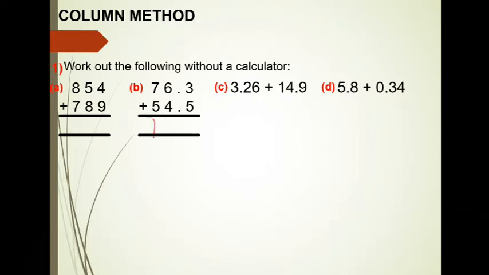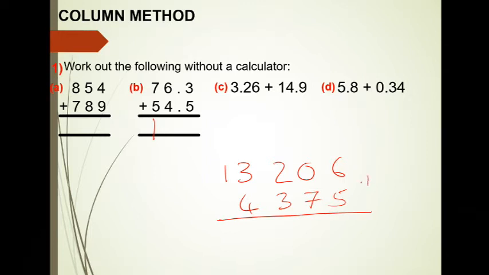So if we did 13,206 and add 4,375. That sounds like a nice big number. Okay, so what we'll do is we always start to the right hand side and move to the left. So 6 plus 5 is 11, so I put the 1 there and I carry forward the 10 because you can't use the 10 in that part.